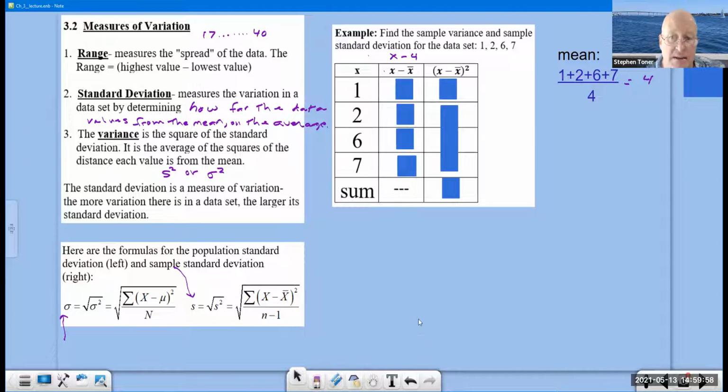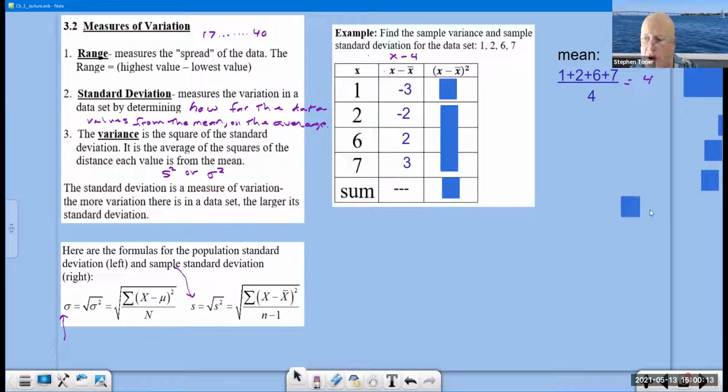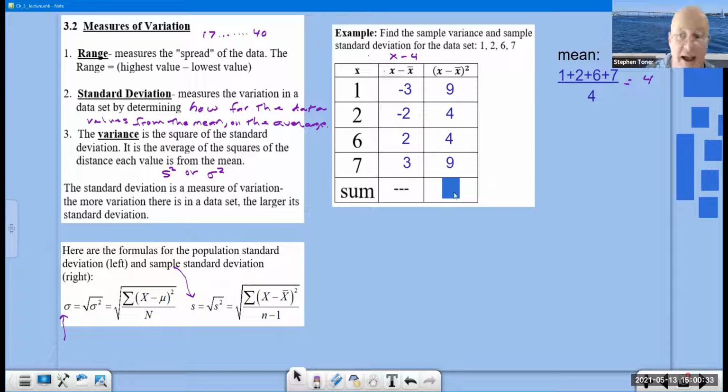So in the first case at the top, I'm going to go 1 minus 4 and get -3. And then I'll move to the next row. 2 minus 4 is -2. 6 minus 4 is +2. And 7 minus 4 is 3. Now the next column says, take these differences that we just found in the previous column and square them. So -3 is going to square to 9. And then the remaining values will square to 4, 4, and 9 respectively. And then what we do is we have to add all those numbers up in that second column, which is going to add up to 26.